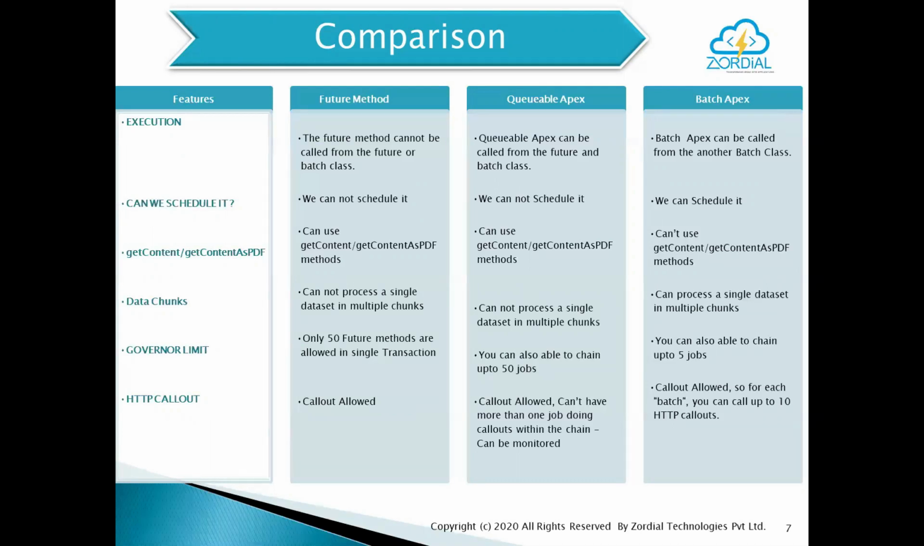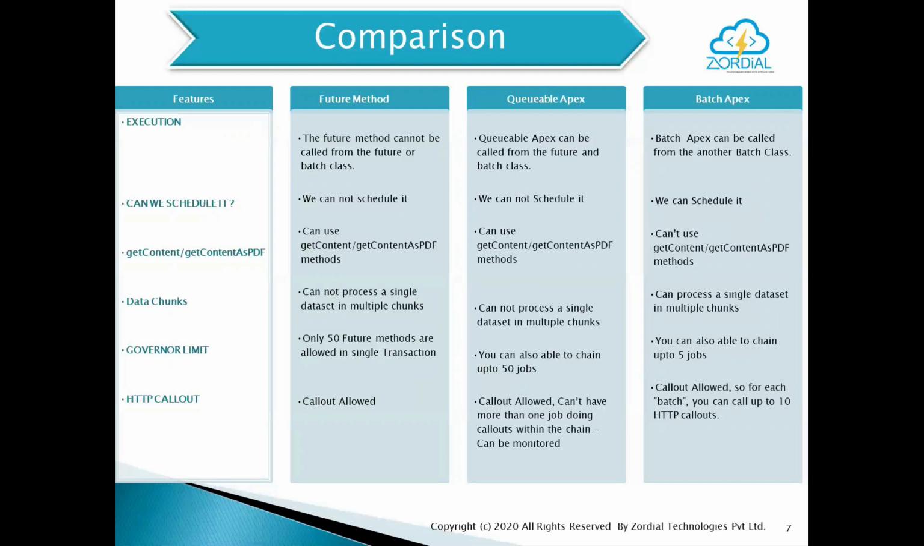Governor limit. For the future method, from a single transaction we can only fire 50 future methods at a time. While for Queueable Apex, we can only set a chain of 50 jobs at a time. But for Batch Apex, we can only run 5 Batch Apex jobs at a time.